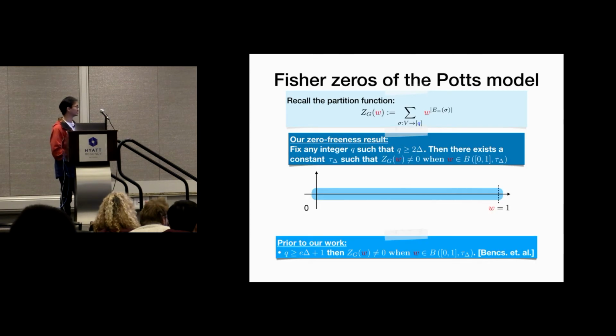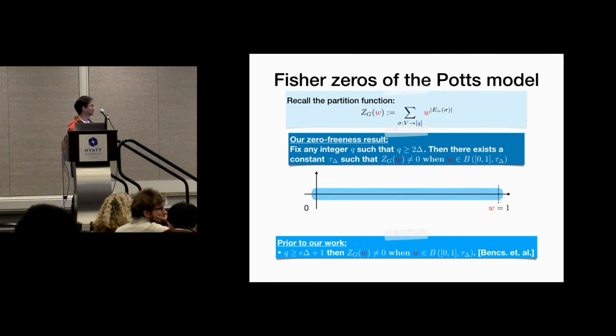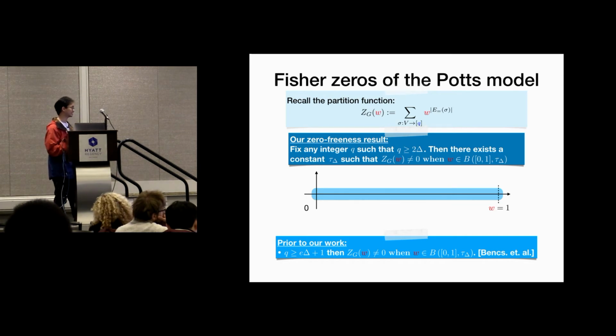Now, what about the second direction? We've seen that if we can show a zero-free region of the partition function, then there's an algorithm for approximating the partition function. So where does this zero-free region come from? Let's recall the partition function. We are going to view this as a polynomial in W. The zeros in W are known as the Fisher zeros. And it's notoriously difficult to study where the Fisher zeros are.